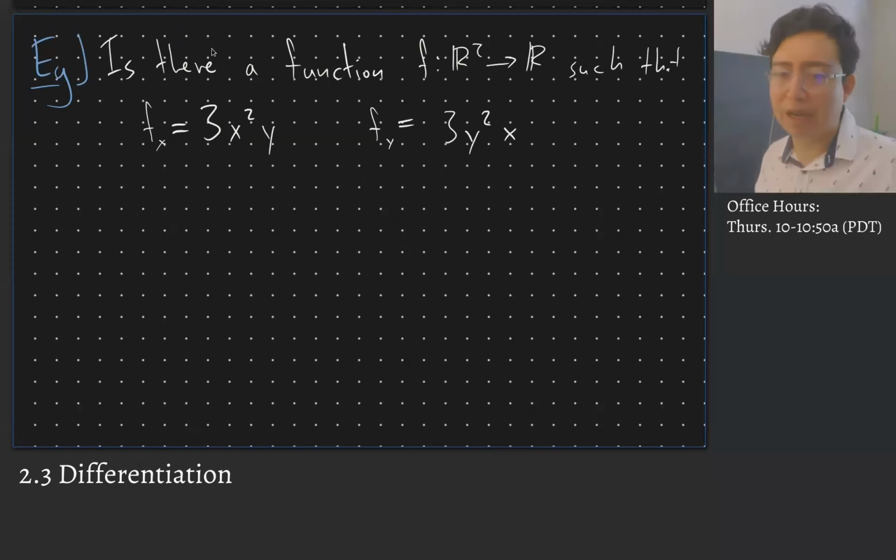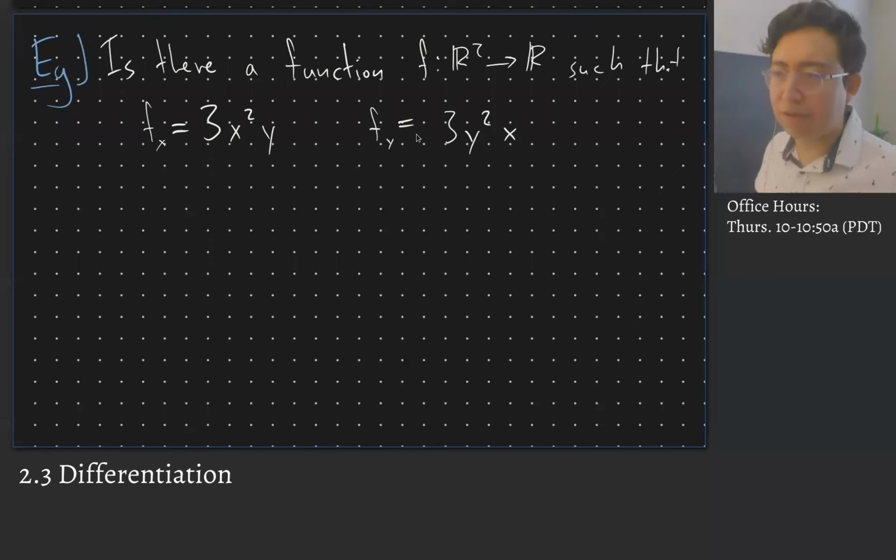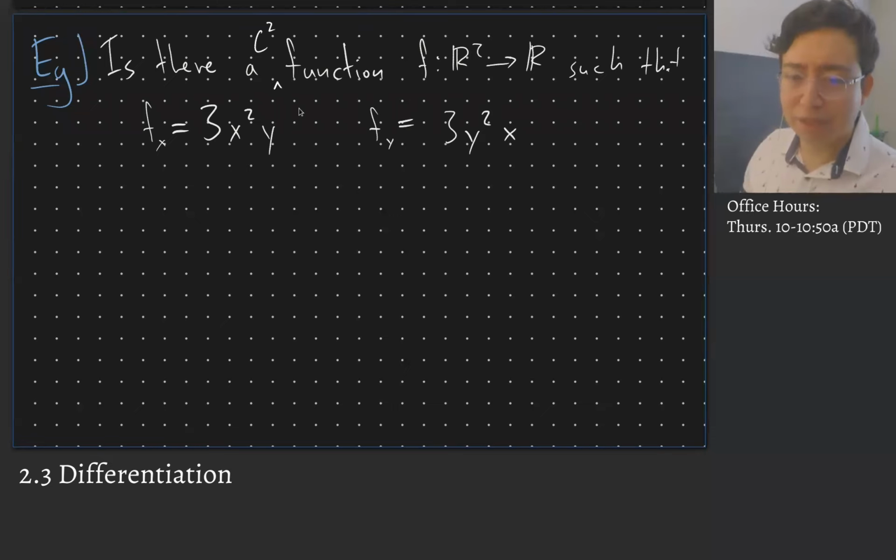We get asked, is there a function from R2 to R such that the partial derivative with respect to x is equal to this, and the partial derivative with respect to y is equal to this? And I should throw in, is there a C2 function? If there's a function, then it's going to be C2. Well, yeah, I should say C2. The question is, does there exist a C2 function with this partial with respect to x and this partial with respect to y?